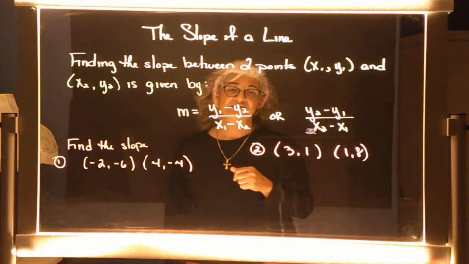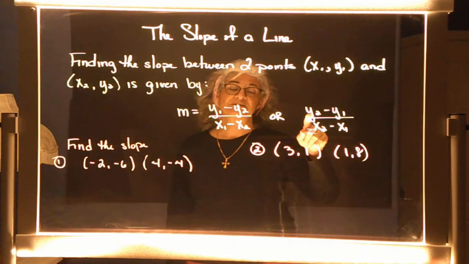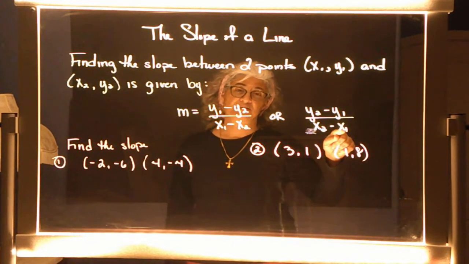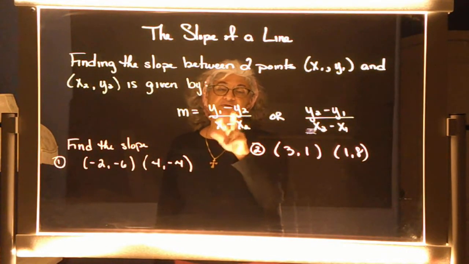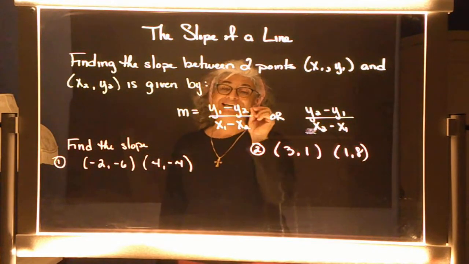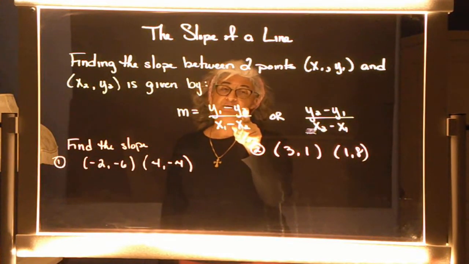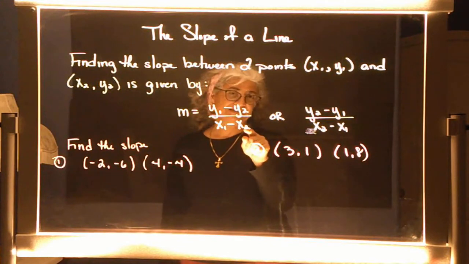Now here's the deal. Most of us have learned to find slope by doing y sub 2 minus y sub 1 over x sub 2 minus x sub 1. But to be honest with you, it doesn't matter if the order is reversed. What matters is you subtract the numerator and denominator in the same order. So on this one I have y sub 1 minus y sub 2, which means on the bottom I have x sub 1 minus x sub 2.